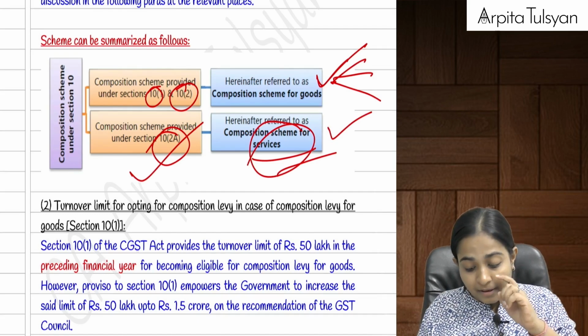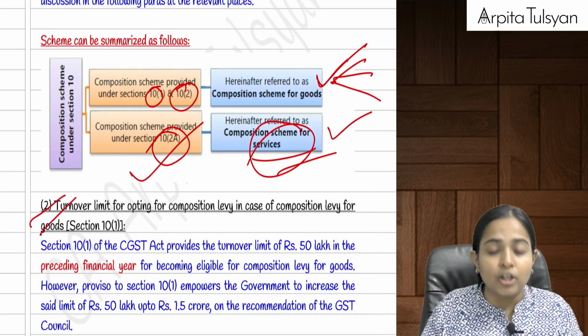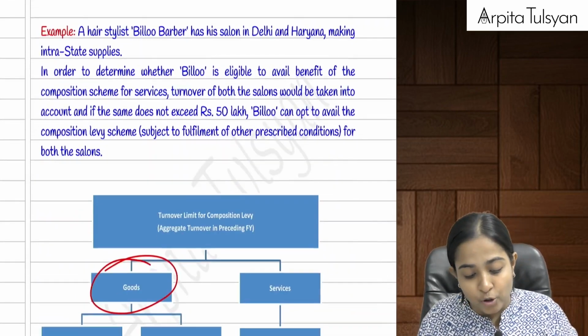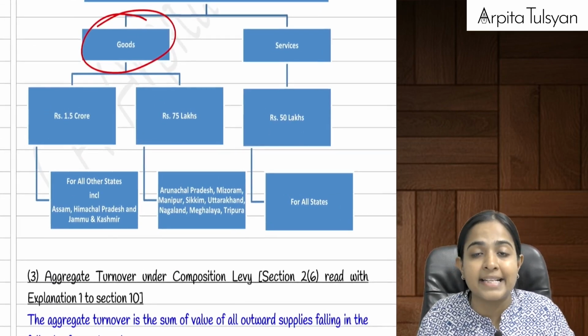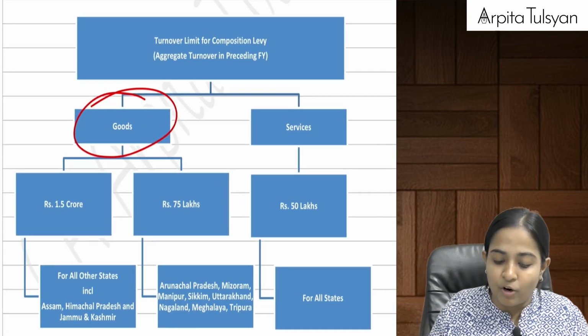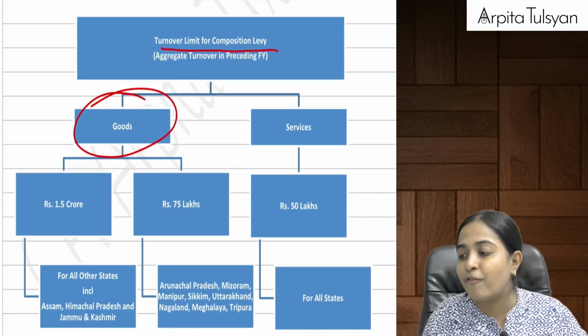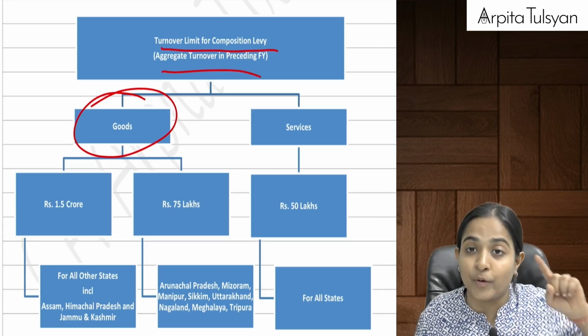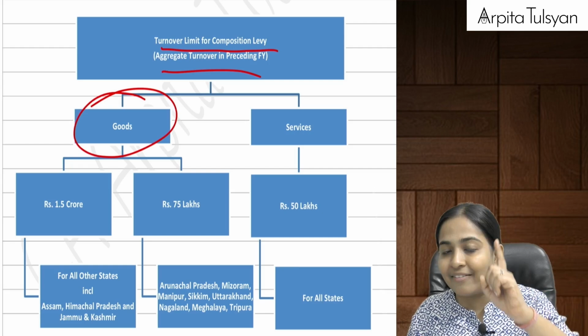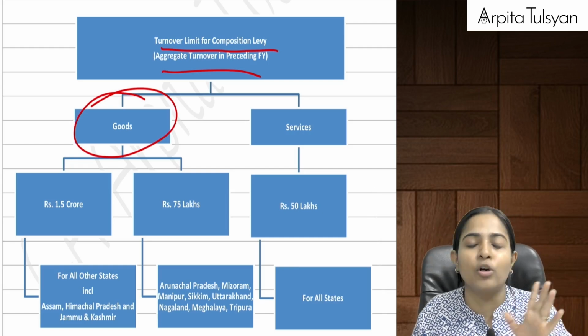But the most important thing here is the turnover limit. This scheme will be applicable to you only if your turnover does not exceed a particular threshold limit. What is that threshold limit? See, what are they telling us here? Turnover limit for composition levy: aggregate turnover. You have to check the aggregate turnover for the preceding financial year. I will tell you the meaning of aggregate turnover, don't worry about that.